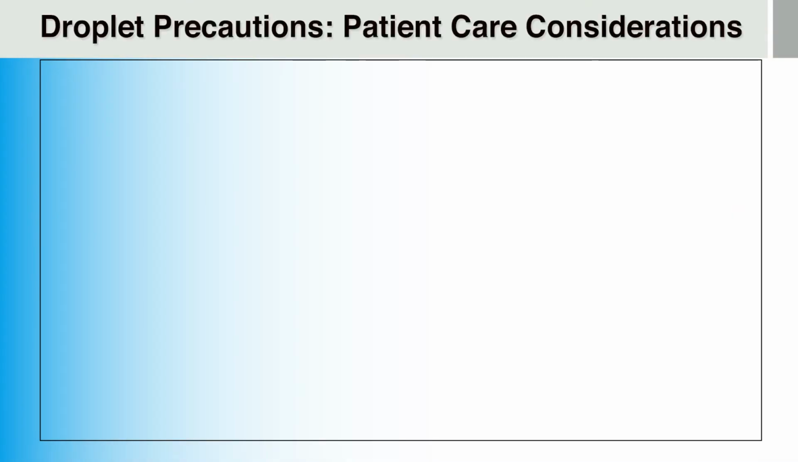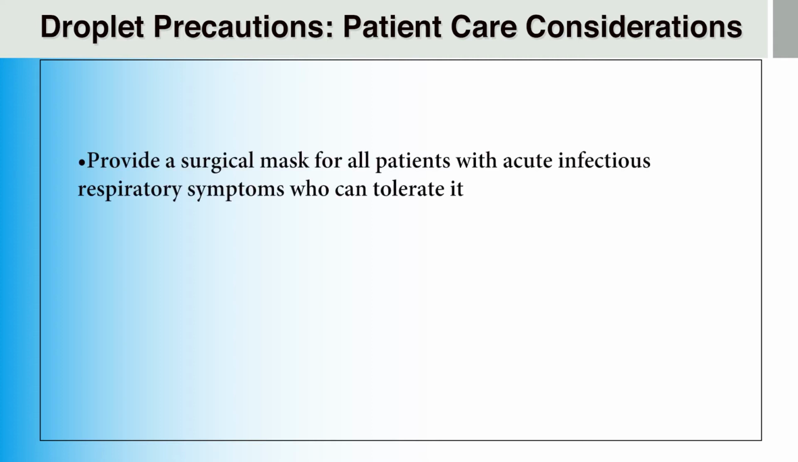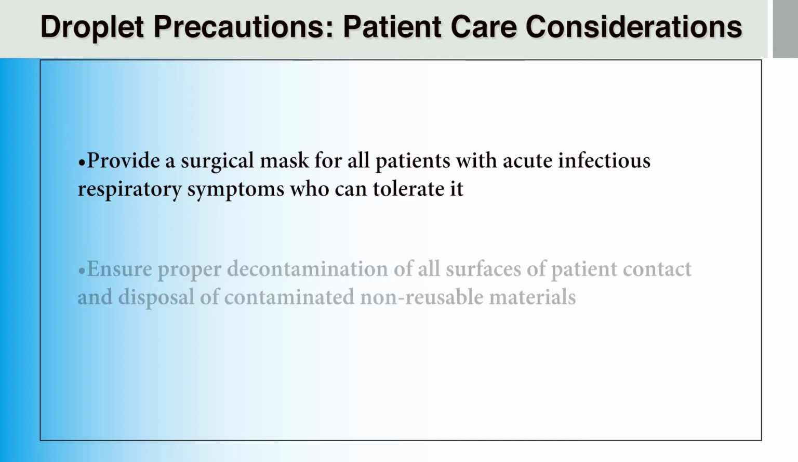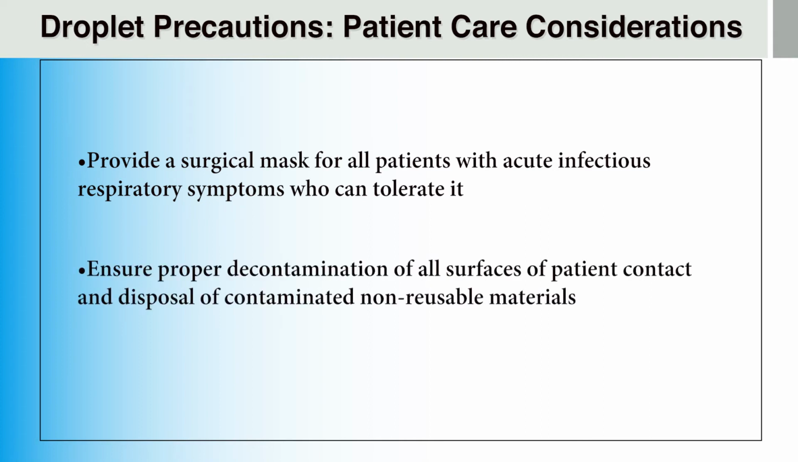When providing care to a patient who requires droplet precautions, pre-hospital providers should consider the following actions in order to reduce the risk of disease transmission. Provide a surgical mask for all patients with acute infectious respiratory symptoms who can tolerate it. This simple step has been found to significantly decrease airborne droplets. Ensure proper decontamination of all surfaces of patient contact and disposal of contaminated, non-reusable materials.